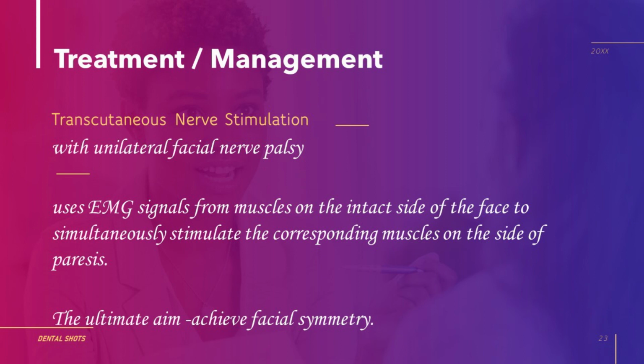The emerging treatment option is the transcutaneous nerve stimulation, which is mostly used in unilateral facial nerve palsy. It cannot be used in bilateral facial nerve palsy because the EMG signals from the muscles on the intact side of the face will simultaneously stimulate the corresponding muscle on the side of paralysis. The ultimate aim of this treatment is to achieve facial symmetry.